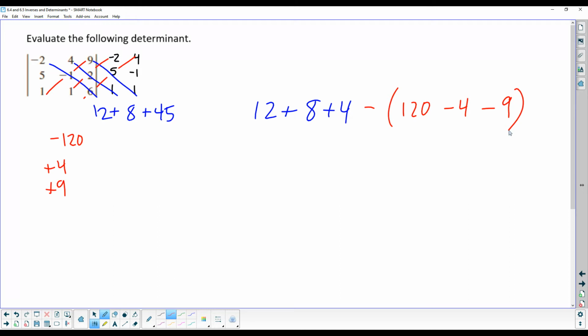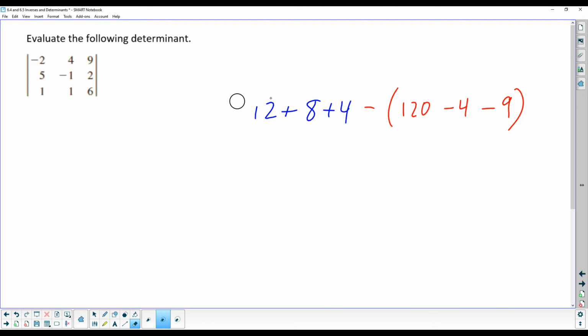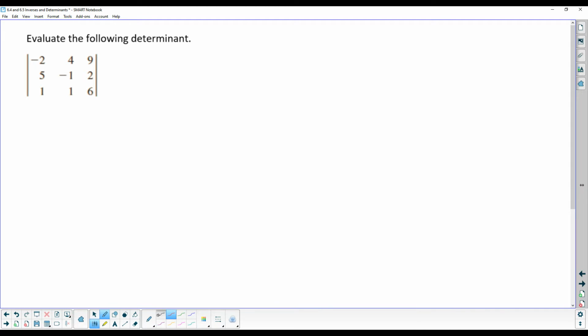Okay, I'm going to do it again. I probably have a sign error, honestly. Erase. Negative 2, 5, 1, 4, negative 1, 1. That's a 12, right? The next one over is an 8. The next one over is 45.